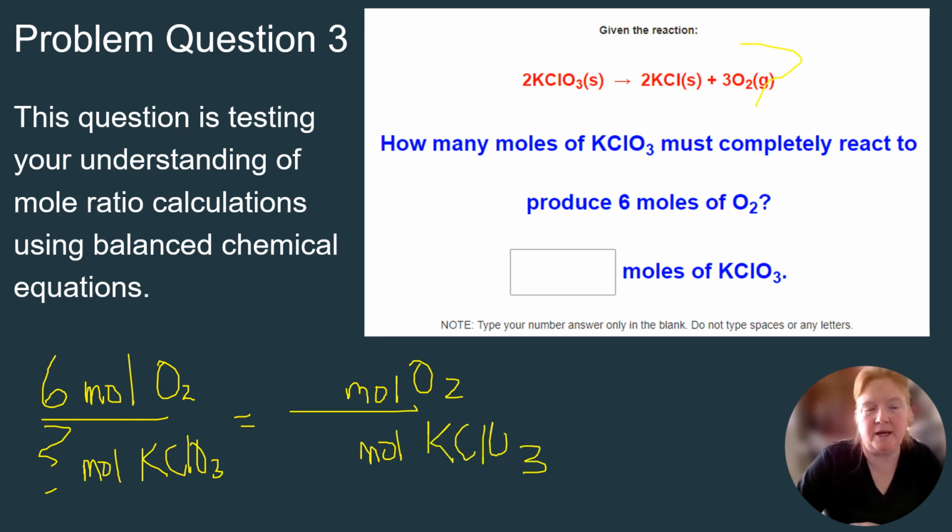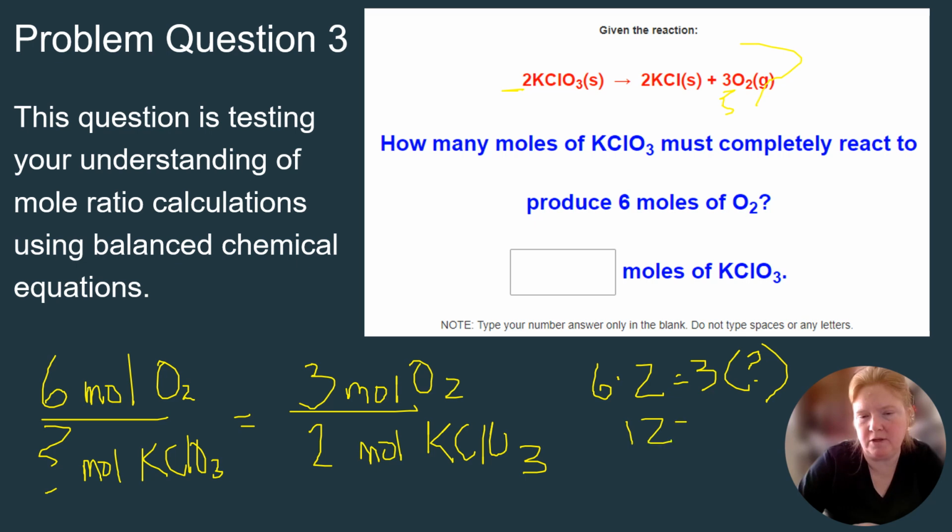And then I go to the balanced equation. Find O2. What is its coefficient? 3. Find KClO3. What is its coefficient? 2. All right, now let's cross multiply. So 6 times 2 equals 3 times my question mark, right? So that's 12 equals 3 question mark, divide both sides by 3, and I get as my answer 4.